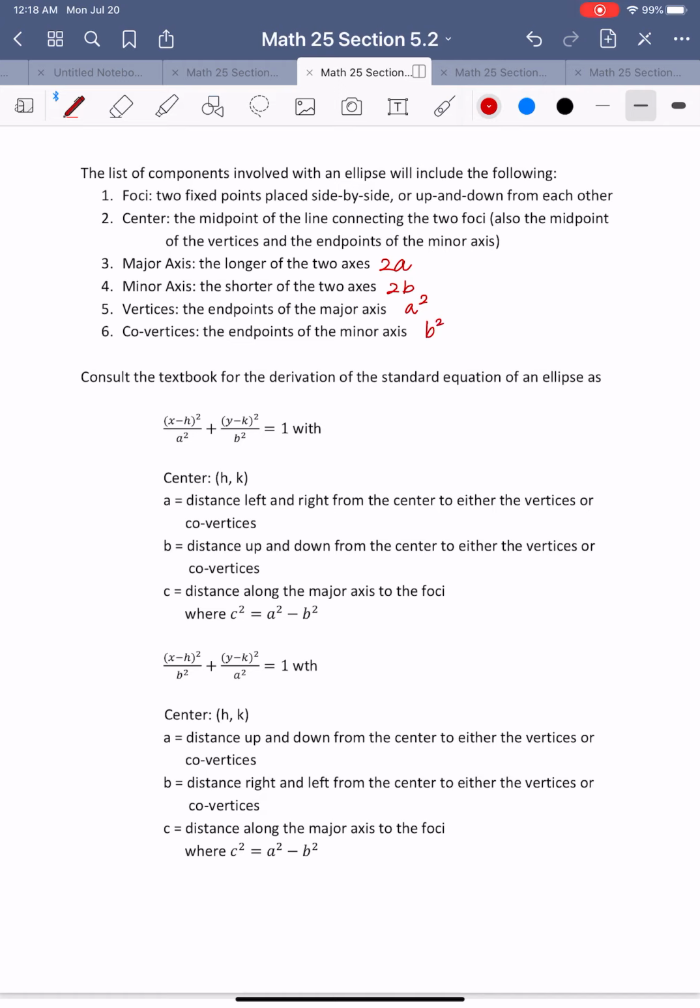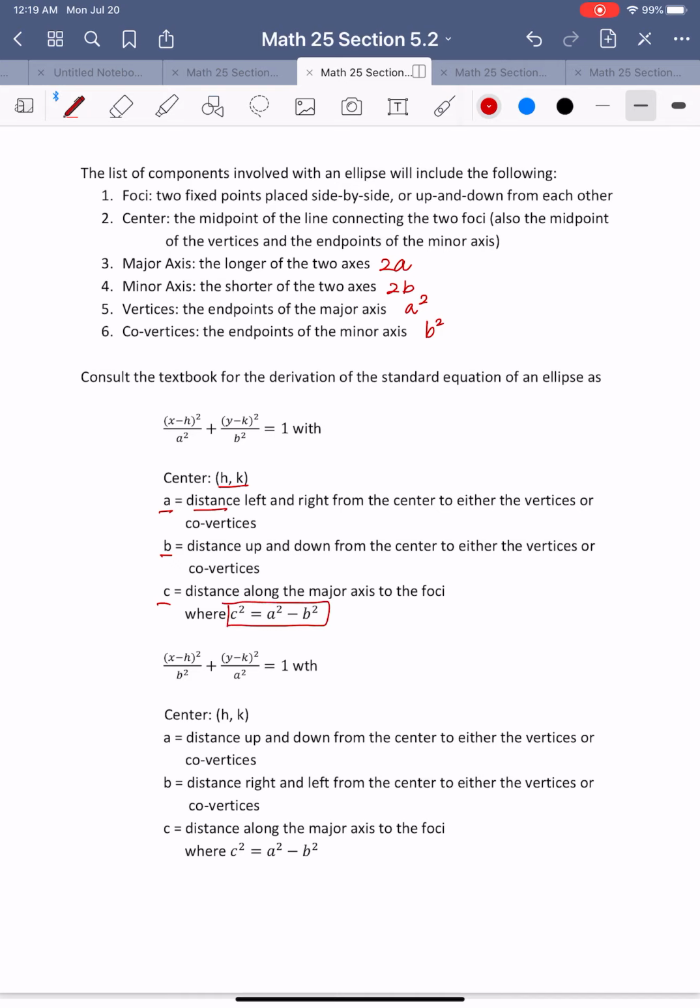So, consulting the textbook for the derivation of the standard equation of the ellipse: (x minus h) squared over a squared plus (y minus k) squared over b squared equals 1, with center (h, k). So a is the distance left or right from the center to either of the vertices or co-vertices, and b is the distance up and down from the center, and c is the distance along the major axis to the foci, where this is a very important formula to get, okay?